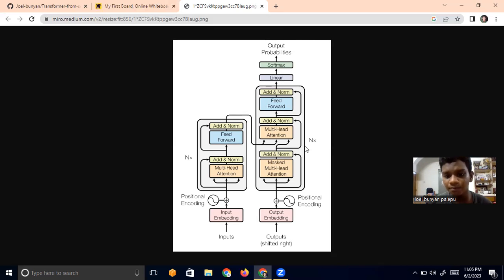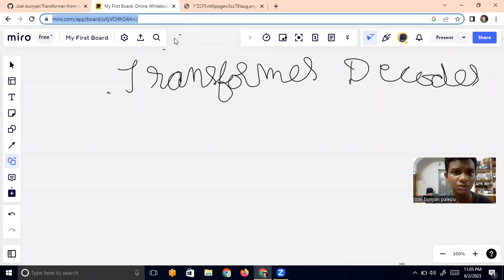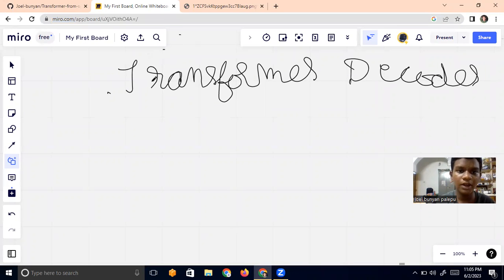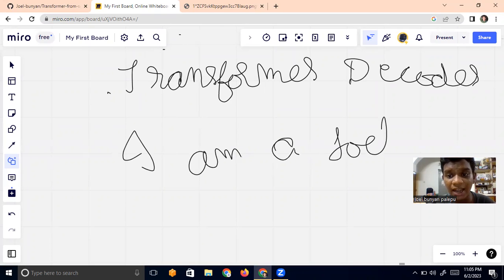So first we'll talk about masked multi-head attention. What is masked multi-head attention? The idea is simple. For example, if you're training a transformer, let's say the actual sentence is I am Joel. Sorry, not I am a Joel, but I am Joel, right?